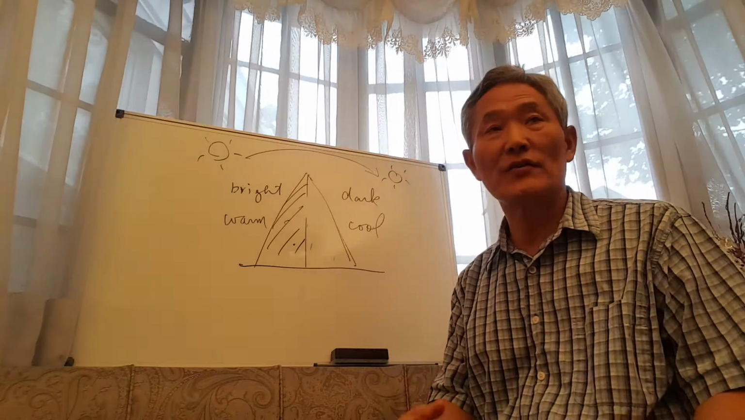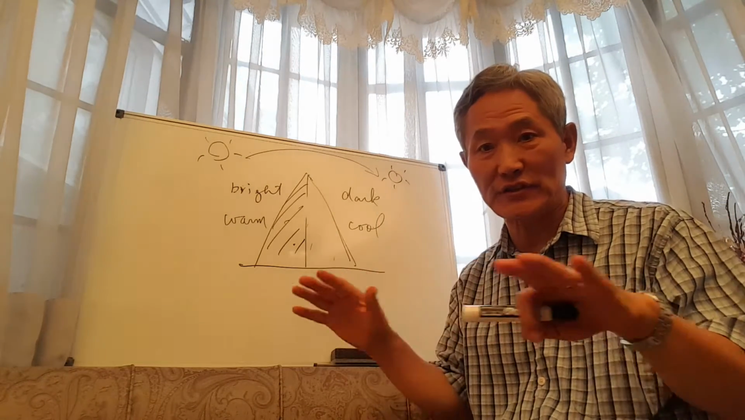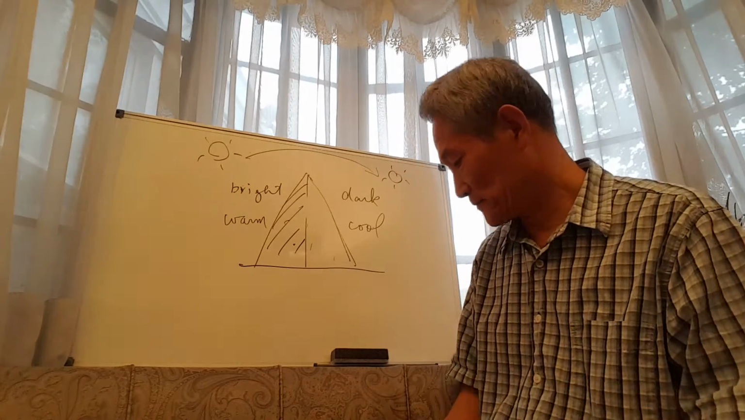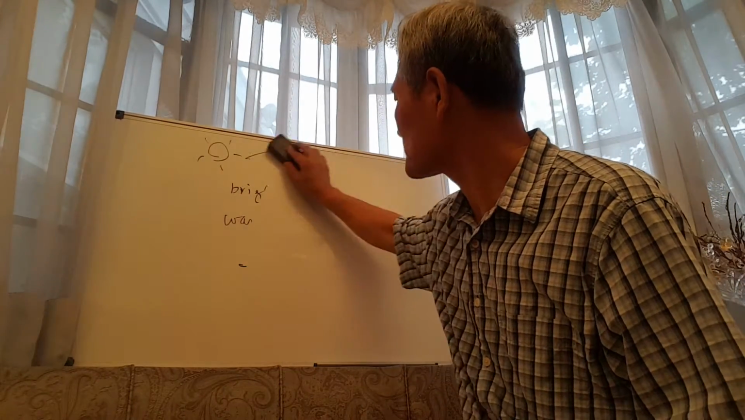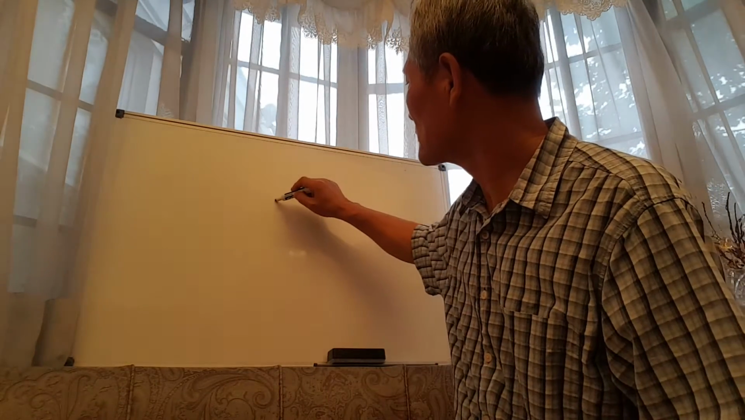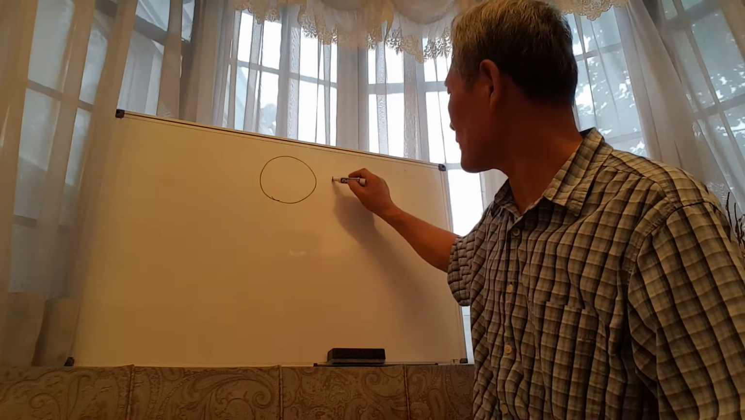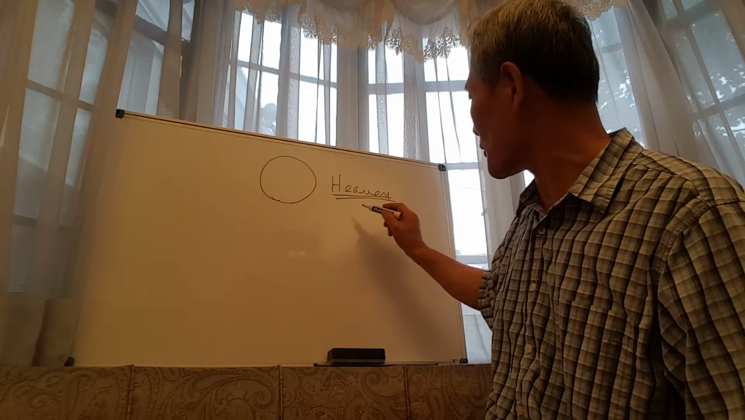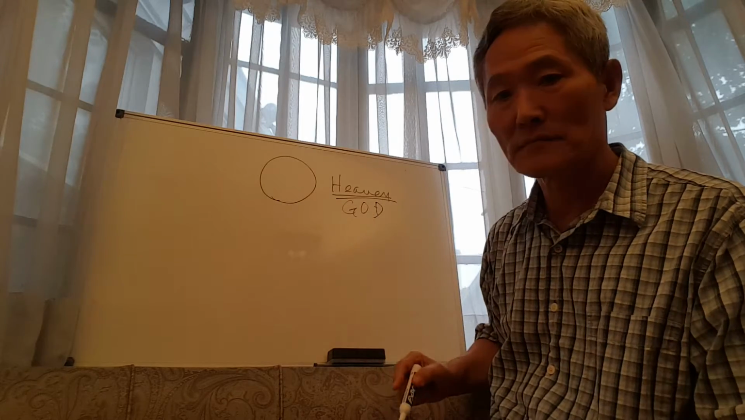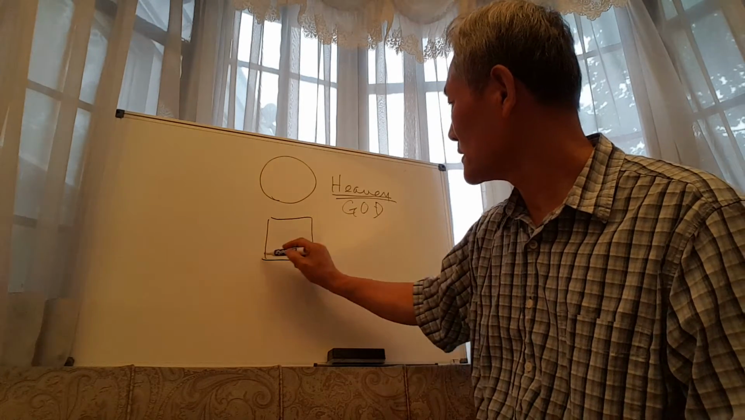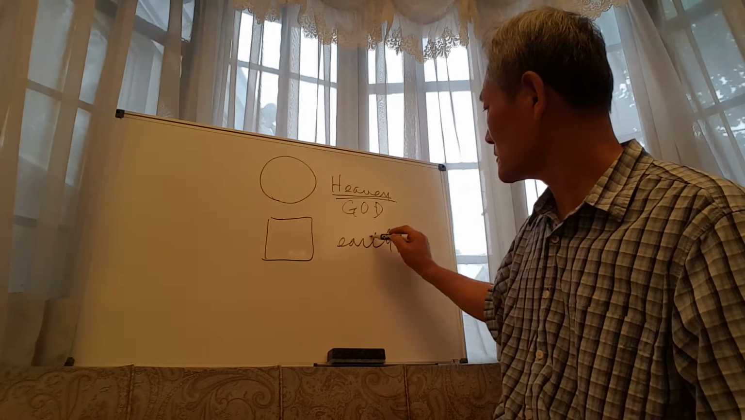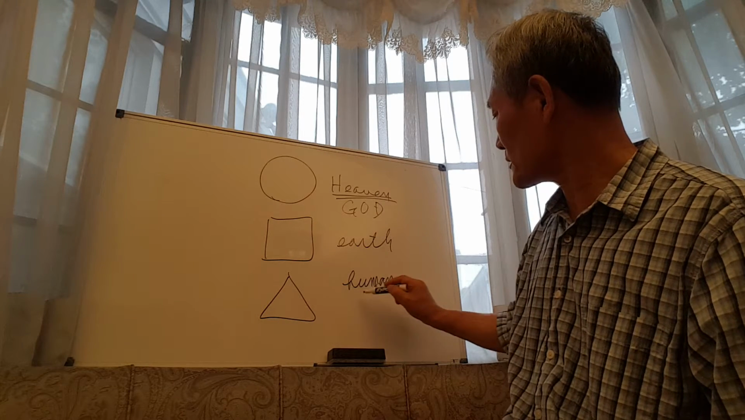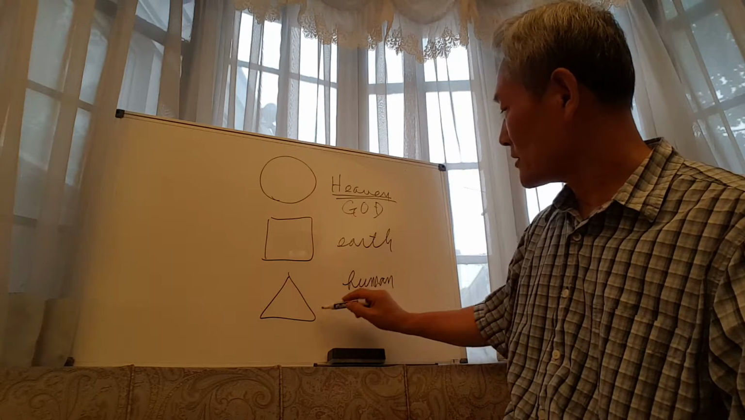So ancient people did not have language or written letters yet. So they tried to make a sign everybody can understand. So what they did is, circle is heaven. Now this heaven, a long time ago, meant God. And square is earth. And the triangle is human being. And something else too.